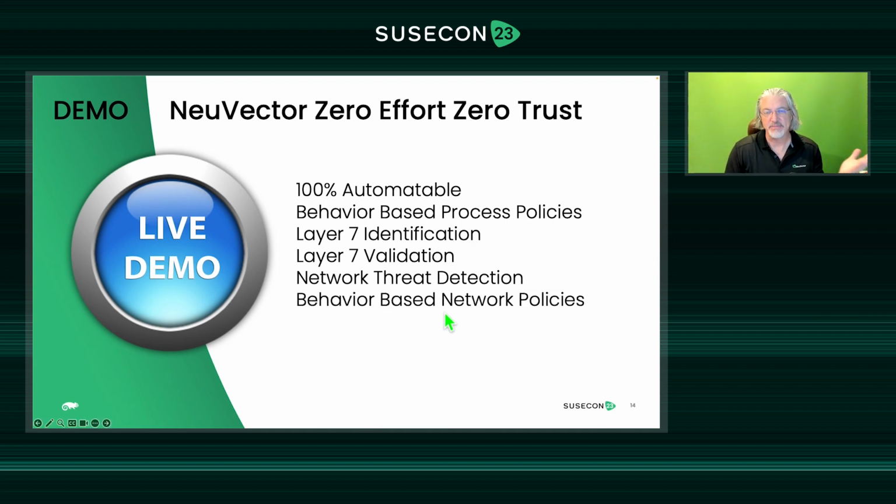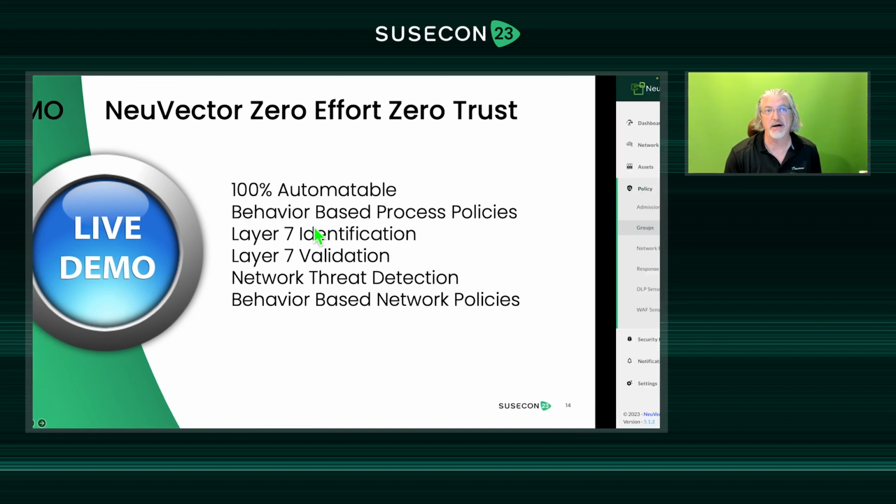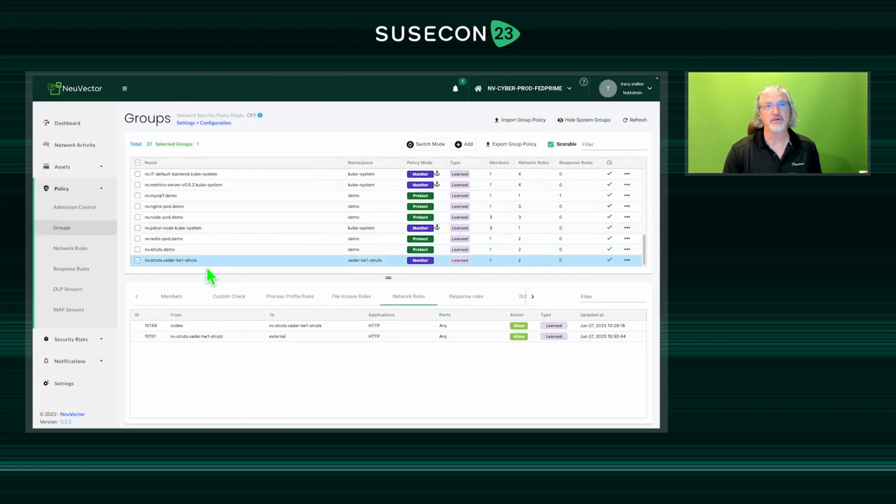And again, these are behavior-based network policies, just like the behavior-based process policies. But these are different layers of security, right? Process layers versus network layers. So we're adding lots of layers here for individual processes, which means we have multiple layers there, as well as the multiple network connections that we're going to allow or disallow. So let's go to the demo.